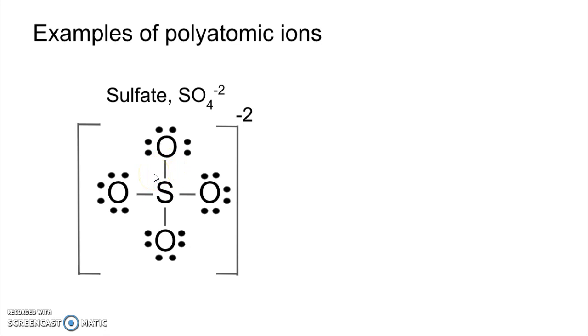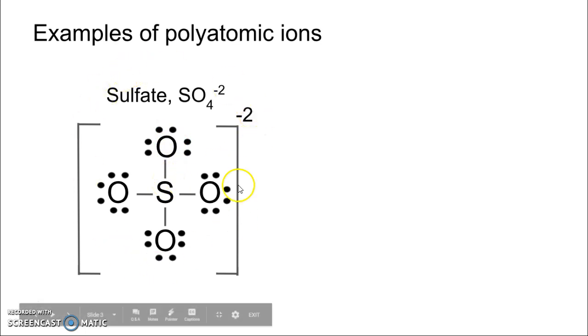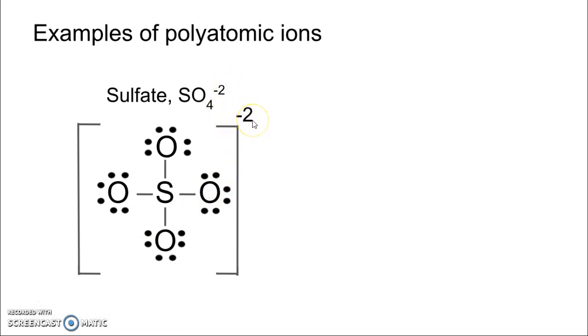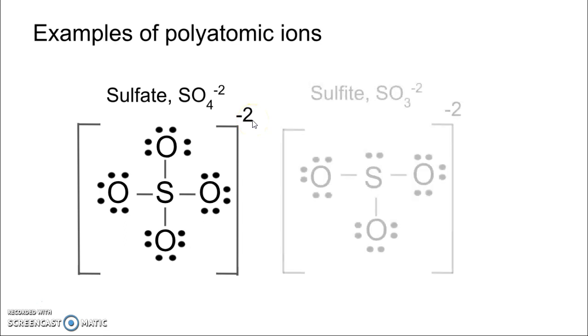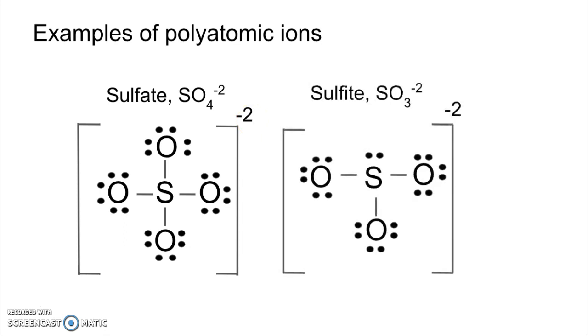But notice also another thing. Oxygen itself does not have a charge. Sulfur itself does not have a charge. The whole thing has a charge, and we can see it because it's in a bracket, and it's to the -2. So this whole thing has a -2 charge. Let's look at another example. We have sulfite over here. Notice very similar. They both have sulfurs, they both have oxygens, but sulfite has one less oxygen than sulfate. And that actually has to do with the name.